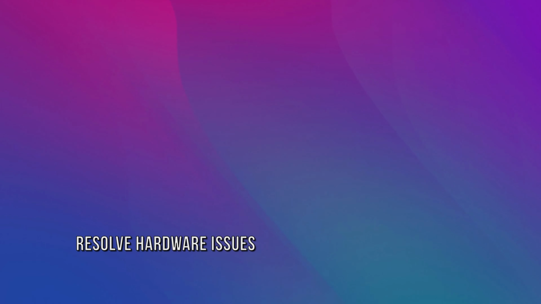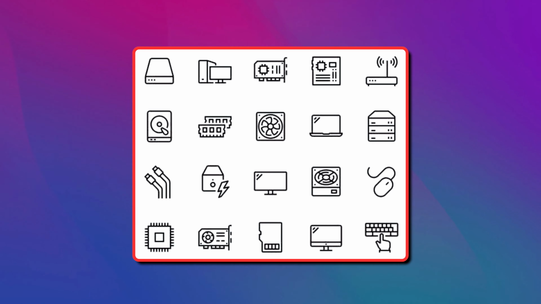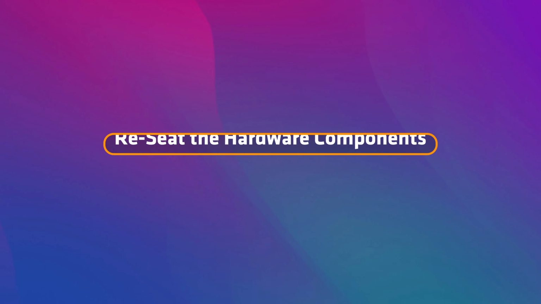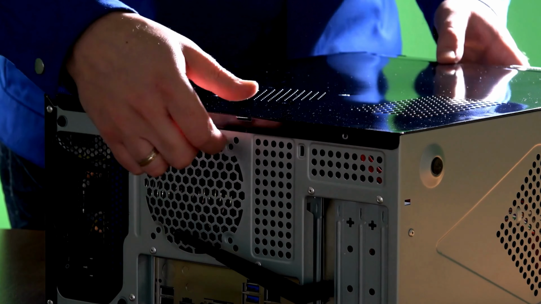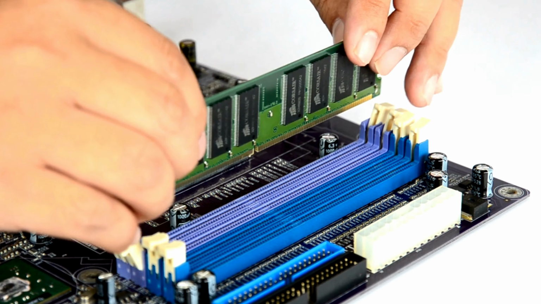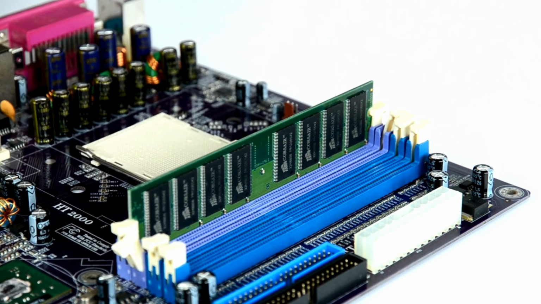Method 2. Resolve hardware issues. Faulty or malfunctioning hardware can also contribute abundantly to the cause of the BSOD error. So, you can reseat the hardware components. Dislodging of hardware components can be expected if the system is moved or transported. Hence, reseating the hardware components, if necessary, can be opted for as a remedial measure.